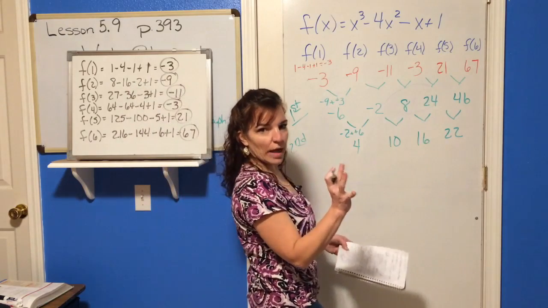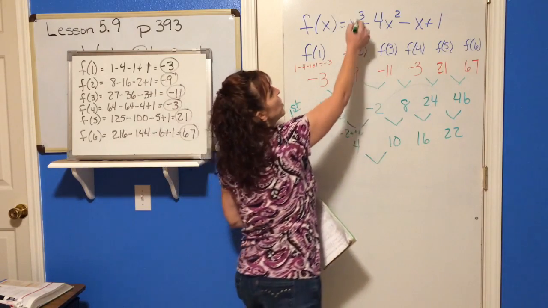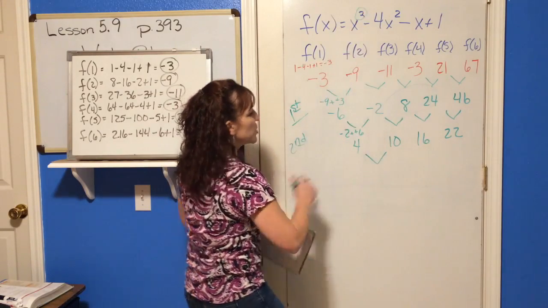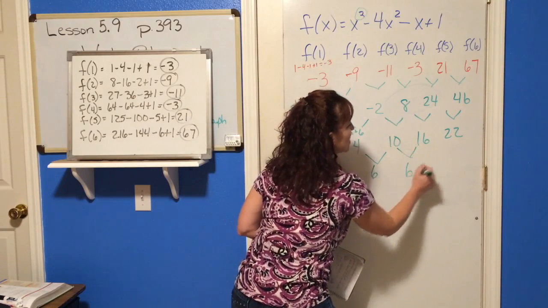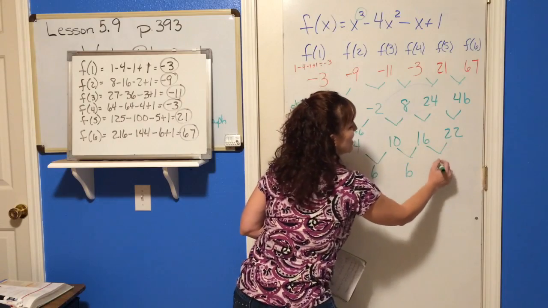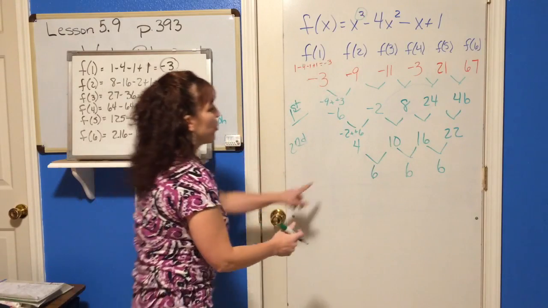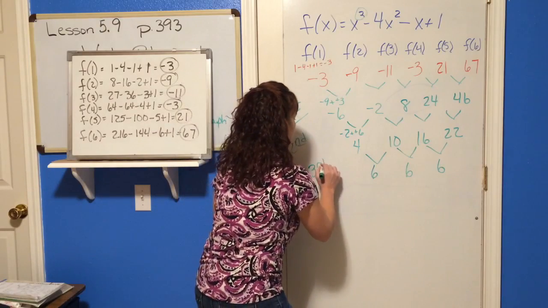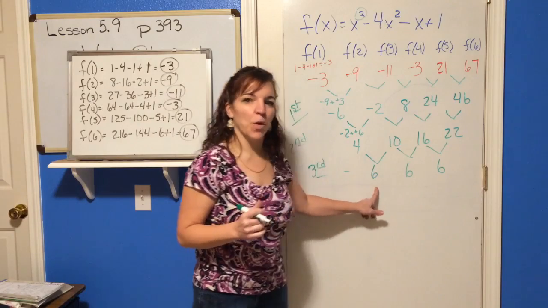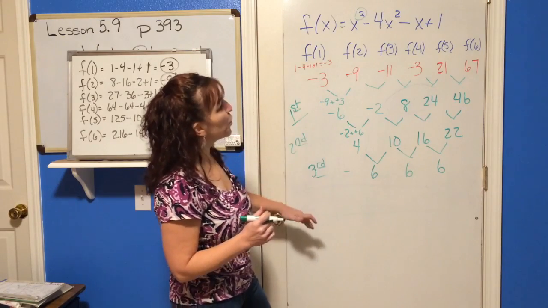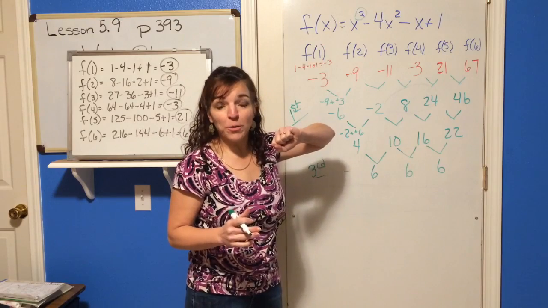So if we did everything correctly, they'll be the same because we happen to know that this is a third order polynomial. So 10 minus 4 is 6. 16 minus 10 is 6. And 22 minus 16 is 6. So all of the differences at the third order are consistent. They're the same and they're not 0. So we have proved that this is a third order polynomial.